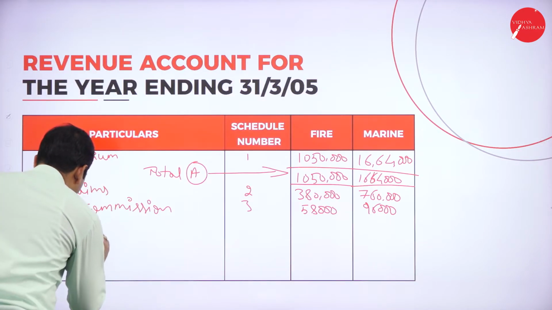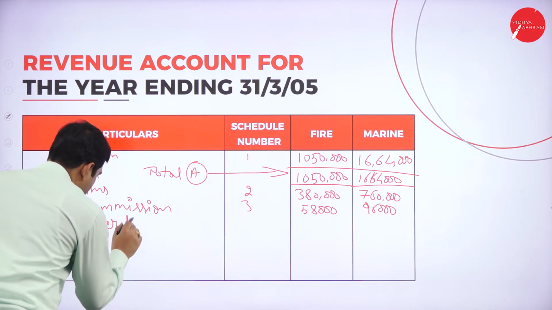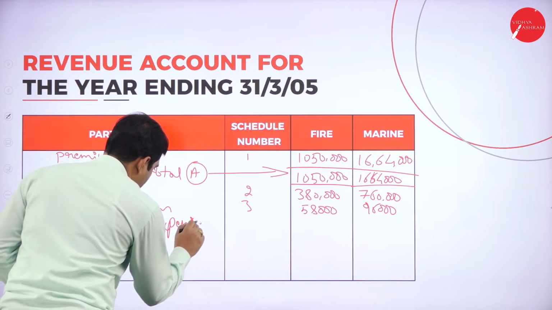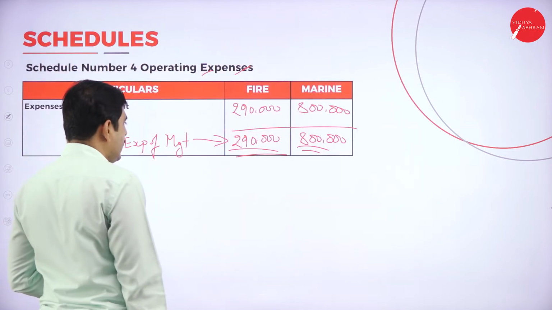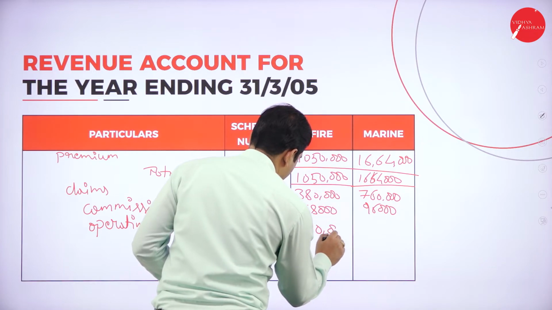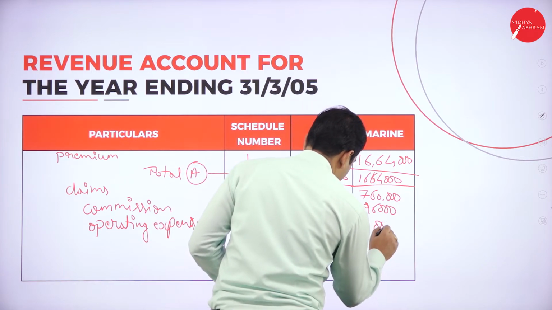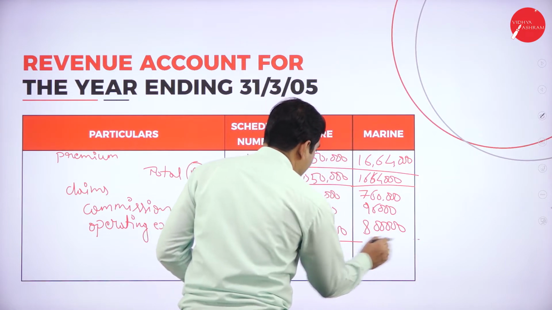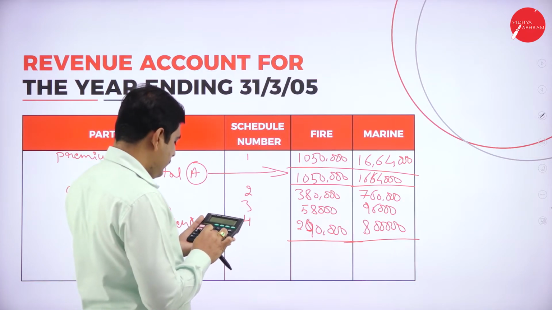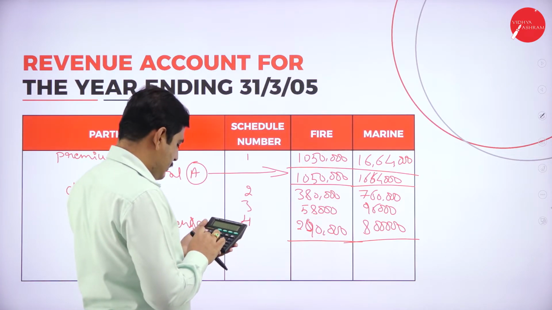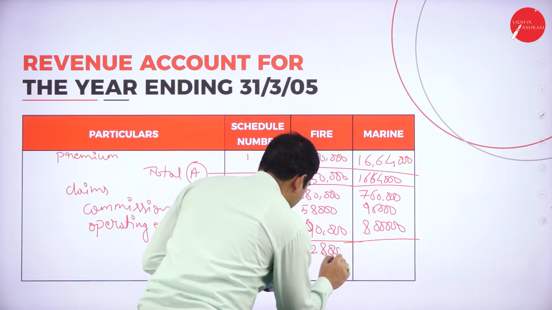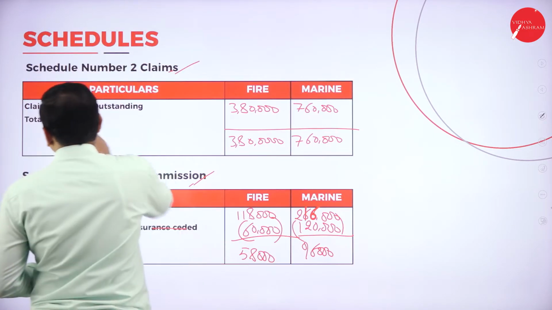Add it, we will call it total B. So it is 3 lakh 80,000 plus 58,000 plus 2 lakh 90,000. We get 7 lakh 28,000. There is a mistake here, we will rectify it.